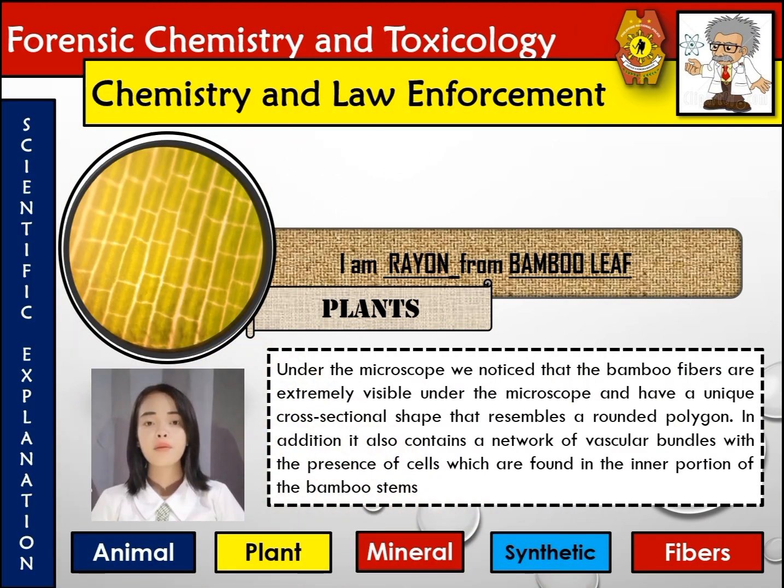Bamboo leaf. Under the microscope, we notice that the bamboo fibers are extremely visible and have a unique cross-sectional shape that resembles a rounded polygon. In addition, it also contains a network of vascular bundles with the presence of cells which are found in the inner portion of the bamboo stems.